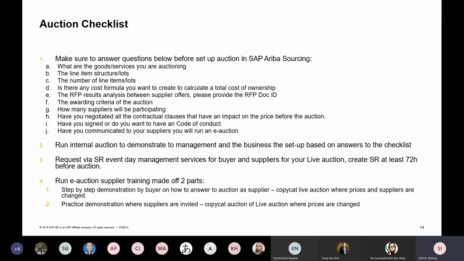How many suppliers will be participating? One supplier means an auction is not possible, but do we have 2, 3, 4, 5, 6 suppliers? The more suppliers you have, the more likely the competition.